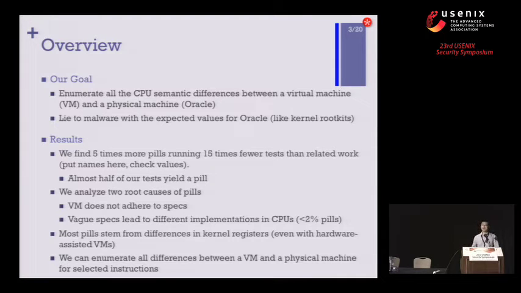Here is the quick view of our evaluation. First, we find 5 times more pills by running 15 times fewer tests than related work. And second, we analyze the root causes of cardinal pills. Third, we find most of the pills stem from the kernel registers. And finally, we can enumerate all differences between a virtual and a physical machine for selected instructions.